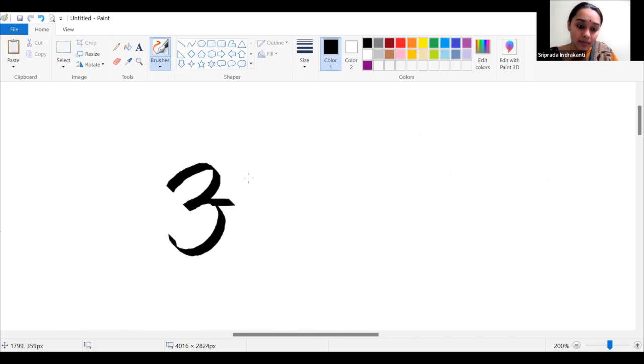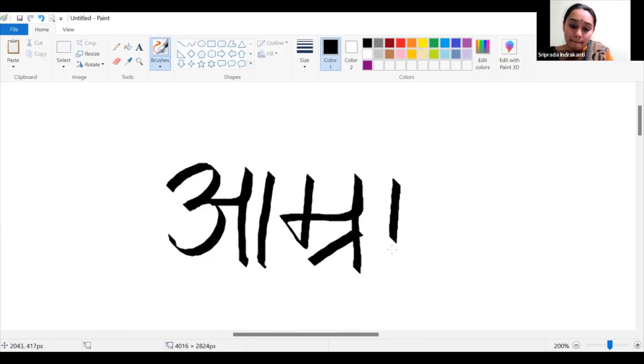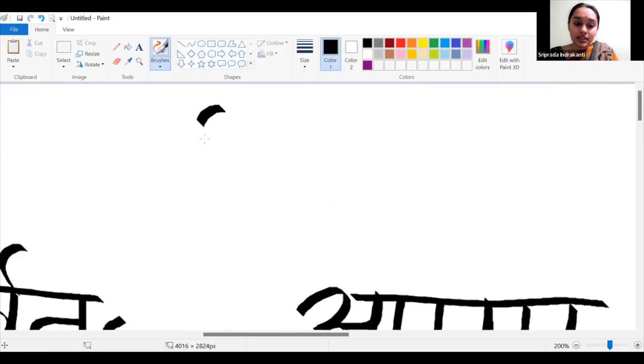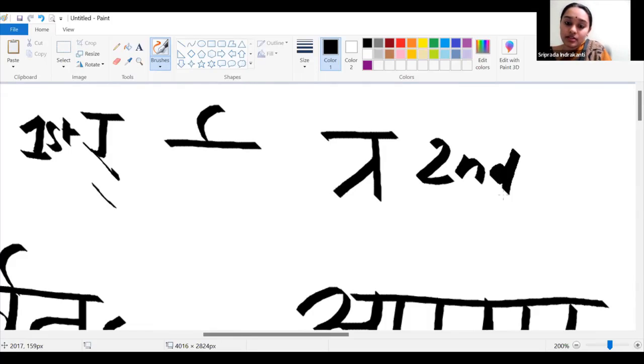Then we have Amram. So A and then Mra. Then the Amram. That is Mram. Mra. Ma plus R. So simple way to remember is if it's coming at the top, Ra is first. If it's coming at the bottom like this, then it is second. Just remember these two things. It should be easy then.